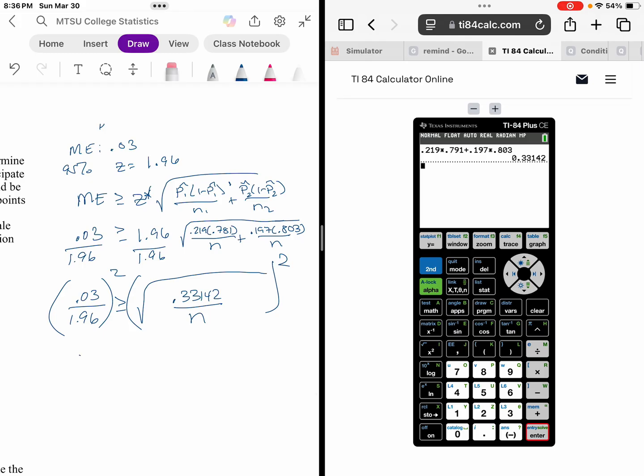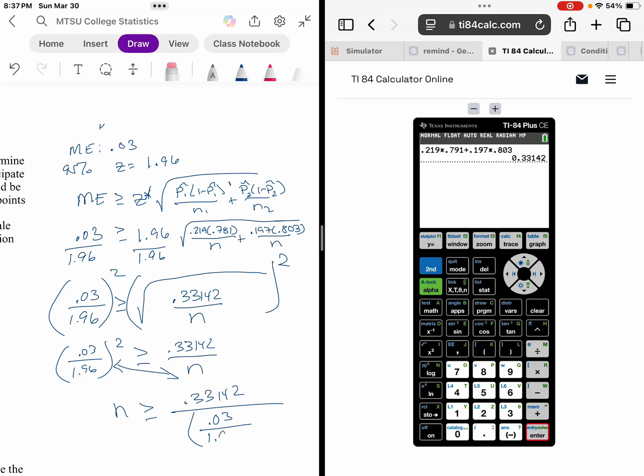And then that gives me 0.03 over 1.96 quantity squared is greater than or equal to 0.33142 over n. Now we talked about this in a previous lesson. I'm just going to make this as easy as I can. Through inverse operations, I'm allowed to trade those two things. The n becomes over here. So it's n is greater than or equal to 0.33142 divided by that fraction. And I did that just this way so it's easier for me to type it into the calculator.